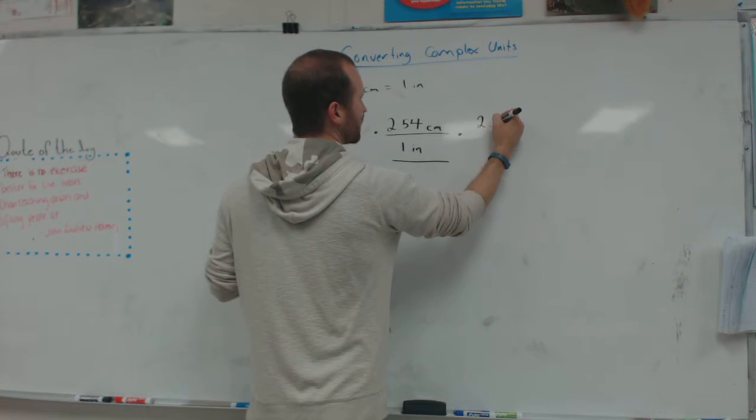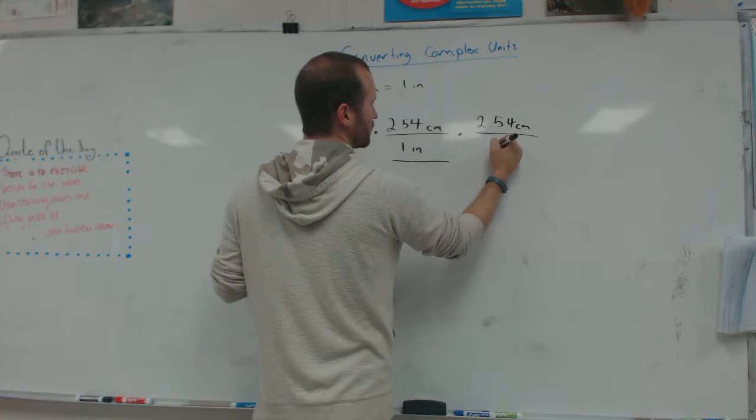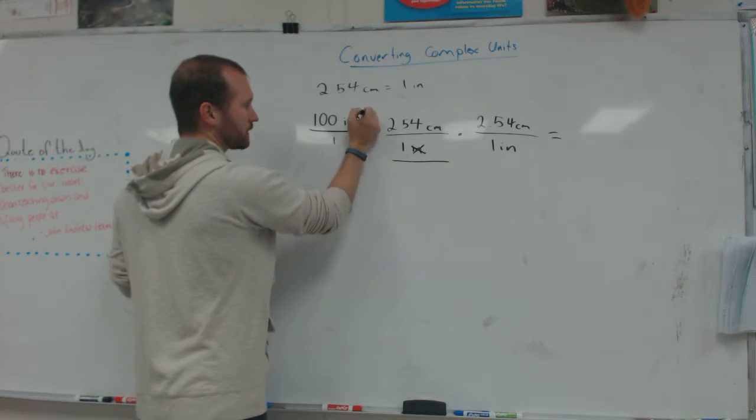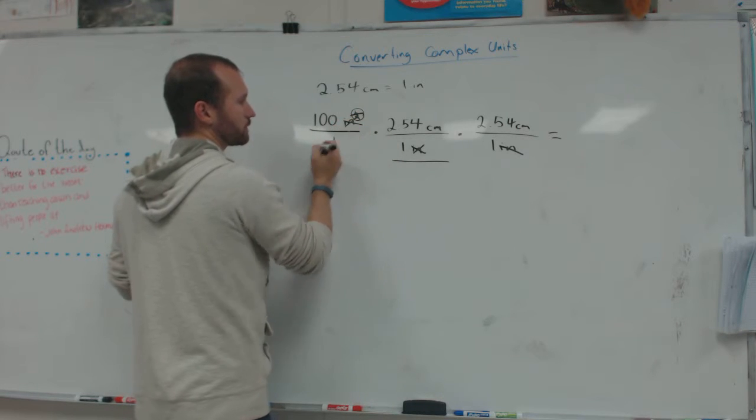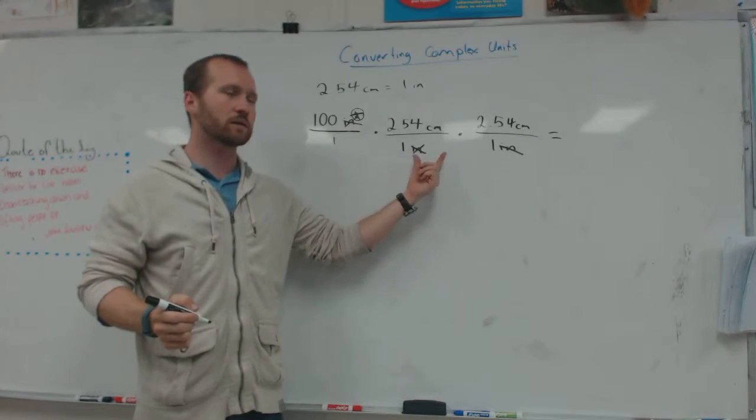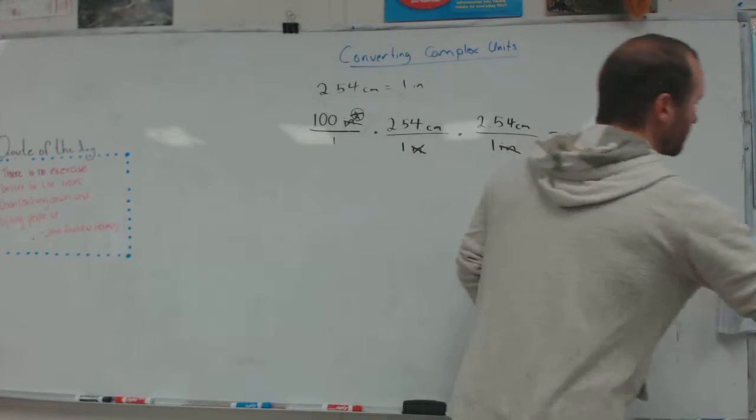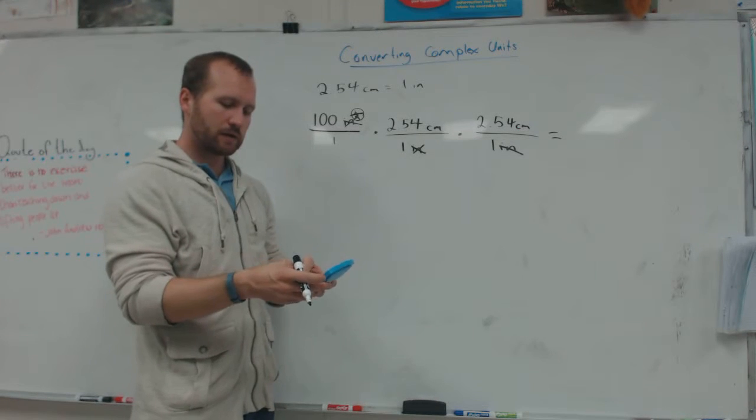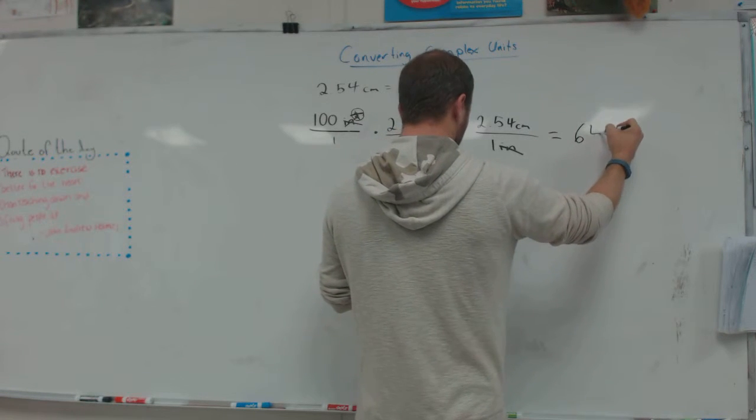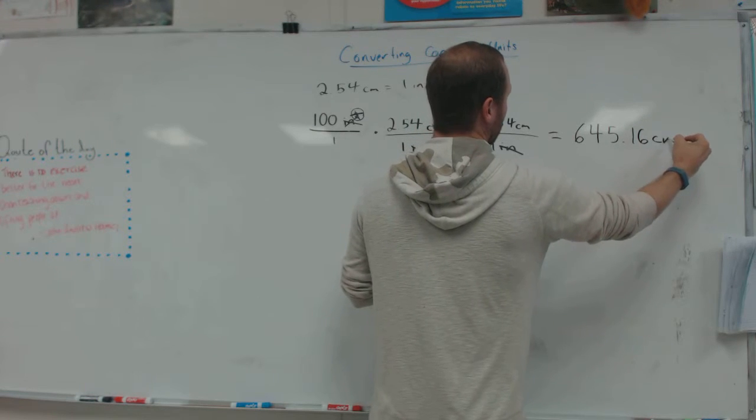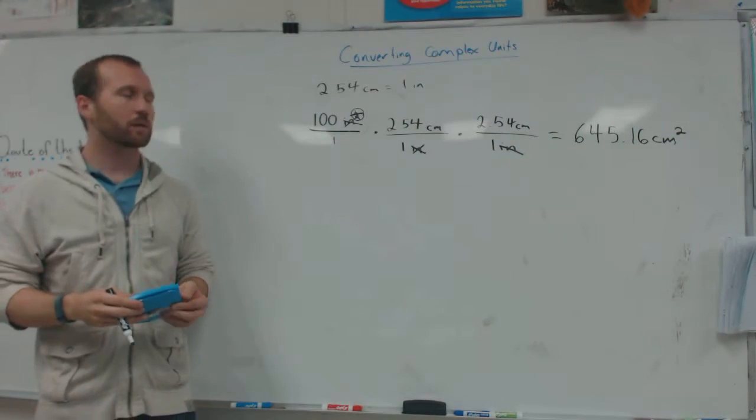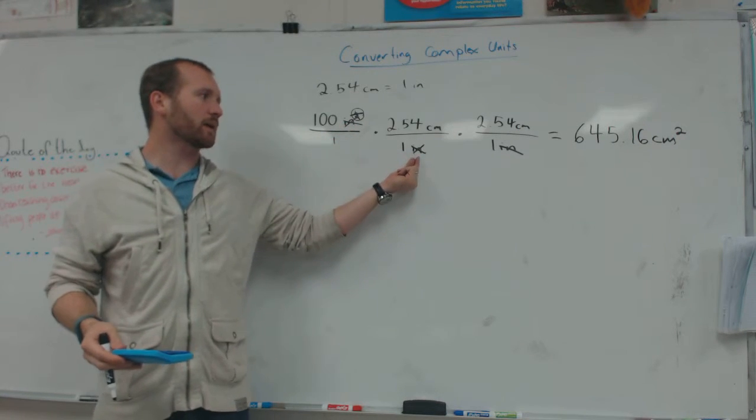So I have 2.54 centimeters per inch times another 2.54 centimeters per inch. This inches will cancel one of these, and this inches will cancel the other one. So in order to cancel inches squared, I need to use that conversion factor 2 times, once, twice. Then I take 100 times my numerators. So I have 100 times 2.54 times 2.54, and I get 645.16 centimeters times centimeters. So centimeters squared. If I have inches squared, I use my conversion factor twice.